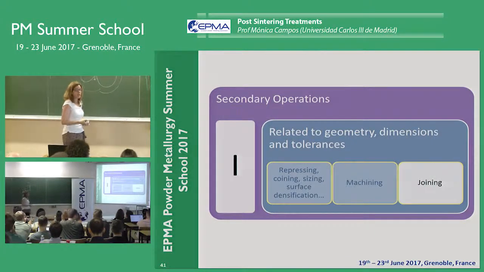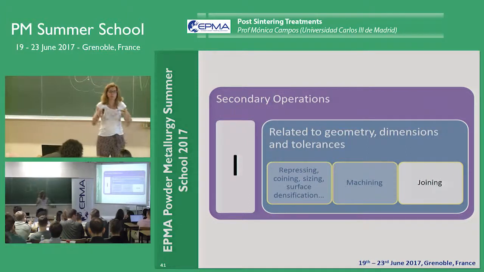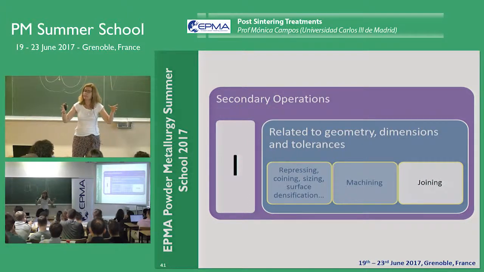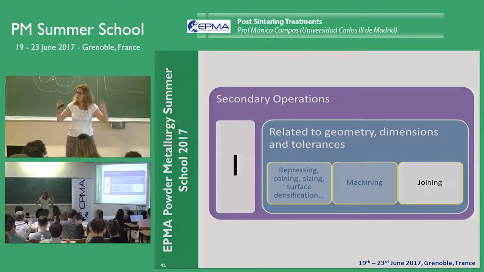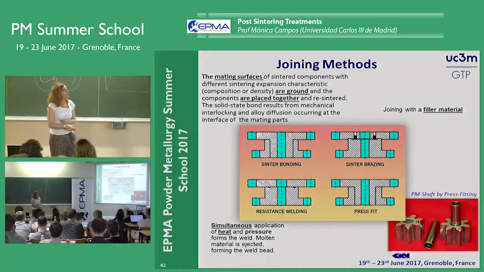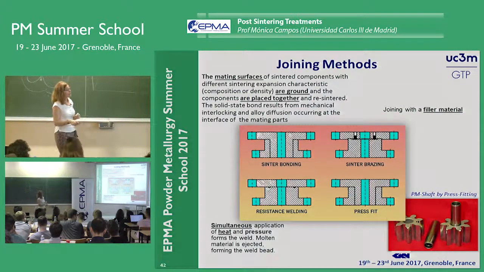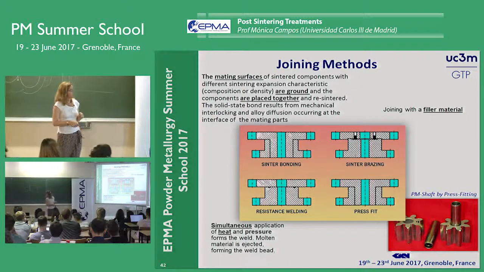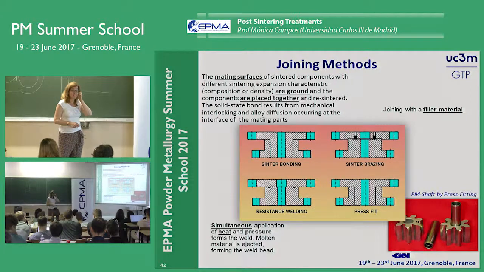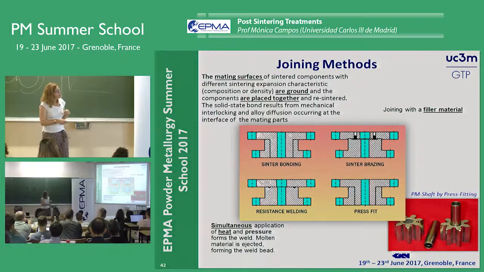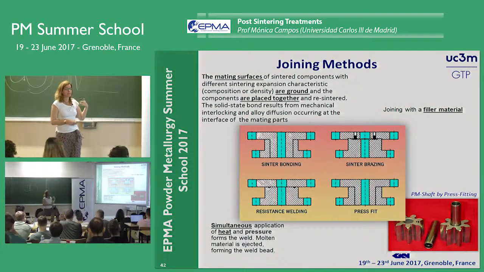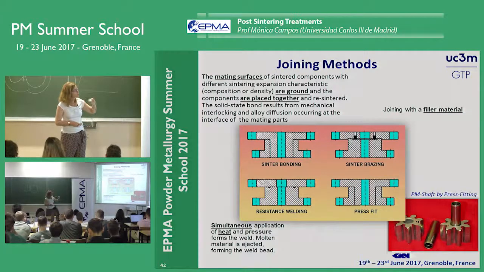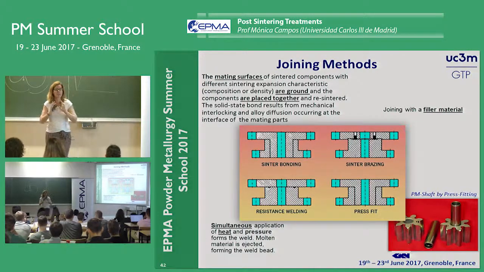What happens if it's impossible to produce the whole structure and we need to join different structures to make a bigger one? Then we need to join all of them. We have 4 main possibilities: sinter bonding, sinter brazing, resistance welding, and press fit. Sinter bonding: parts of material that were sintered, then we grind the surface, place them together, and put them again into the furnace to promote diffusion.